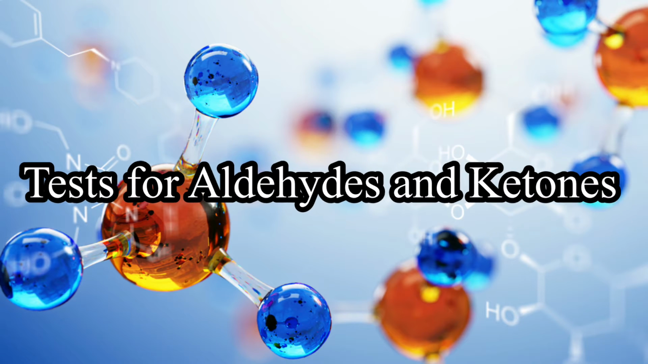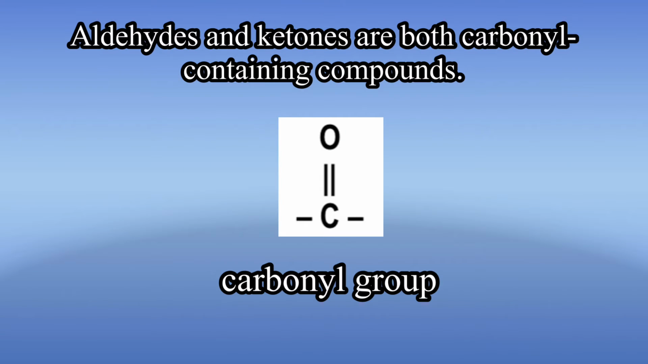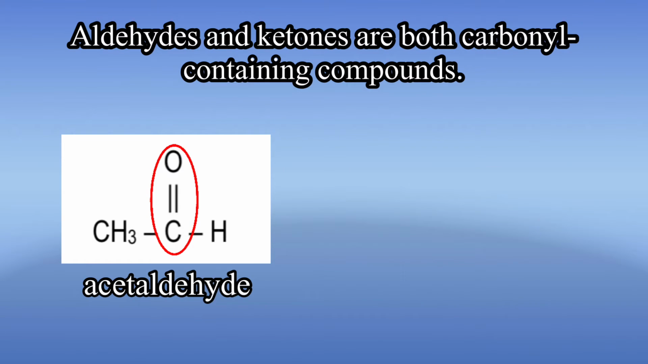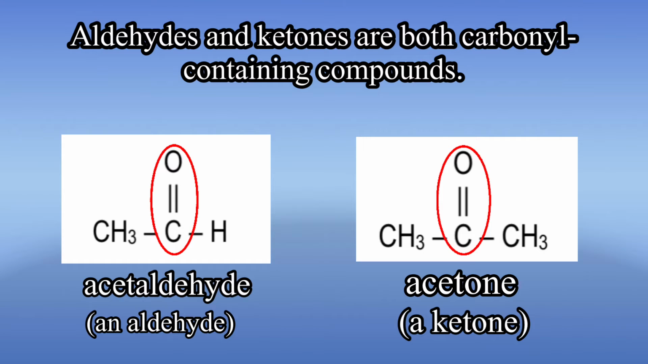Now we'll proceed to the qualitative tests used to determine the presence of aldehydes and ketones. Aldehydes and ketones are organic compounds containing carbonyl groups. If the carbonyl group is found in between a carbon and a hydrogen, then that compound is classified as an aldehyde. This is the case of the compound acetaldehyde. On the other hand, if the carbonyl is present in between 2 carbons, then the compound is classified as a ketone, such as the case of acetone.